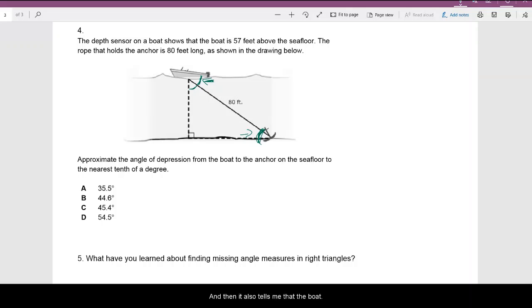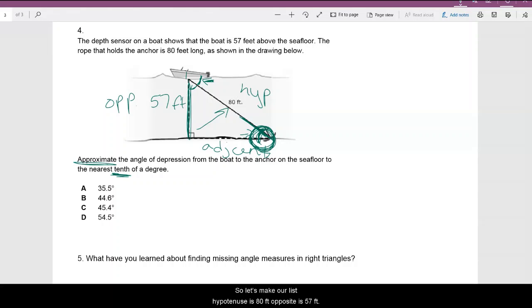And then it also tells me that the boat is 57 feet above. So what is the approximate angle of depression from the boat to the anchor on the seafloor to the nearest tenth of a degree? So let's make our list. If we look at this angle here, our hypotenuse is 80 feet, our adjacent side is the ground, and 57 feet is the opposite side. So let's make our list. Hypotenuse is 80 feet, opposite is 57 feet, and adjacent is unknown.